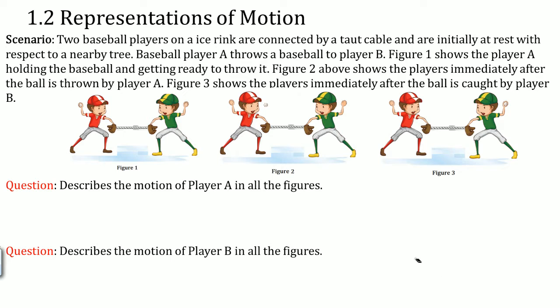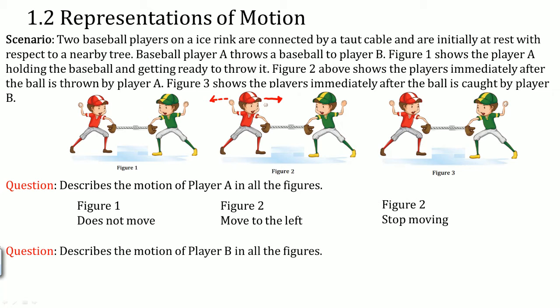At the start, it says initially at rest, so in figure 1, player A is not moving. Then player A throws the ball. There is a force that the player is exerting as he throws it to the right, and as a result, due to Newton's third law, there's an equal and opposite force. So in figure 2, player A is now moving to the left. Once the ball is caught by player B in figure 3, they stop moving because it now goes back into equilibrium.